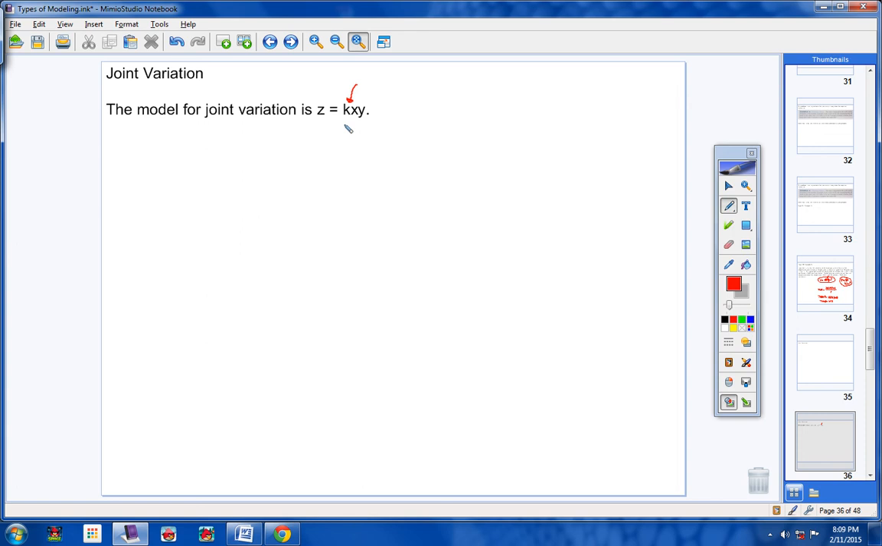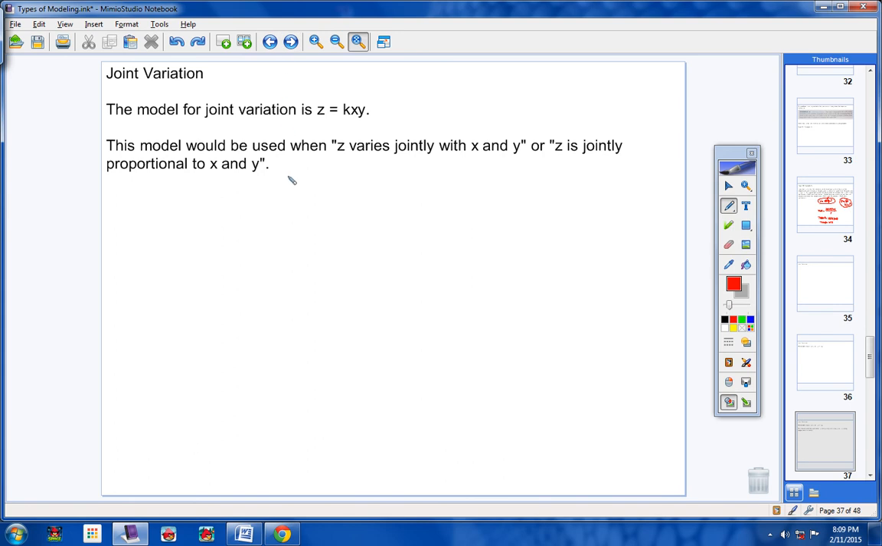Actually, I take that back. In most of these cases, we very well could have one, depending on a couple of things, but for now, let's just say we have joint variation. And so the model you're going to use is Z equals KXY. Now, let me tell you when you would use this model. If you see phrases like Z varies jointly with X and Y, or Z is jointly proportional to X and Y, when you see the phrase something varies jointly with something, you know you're going to use this right here.